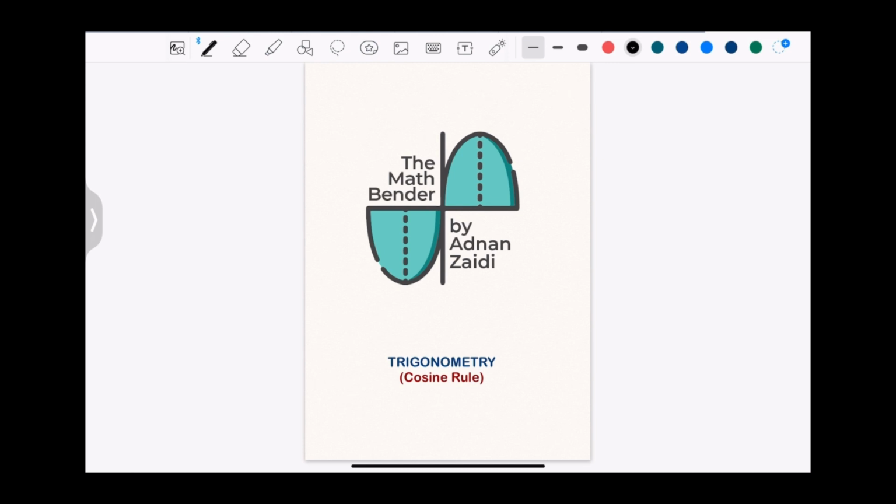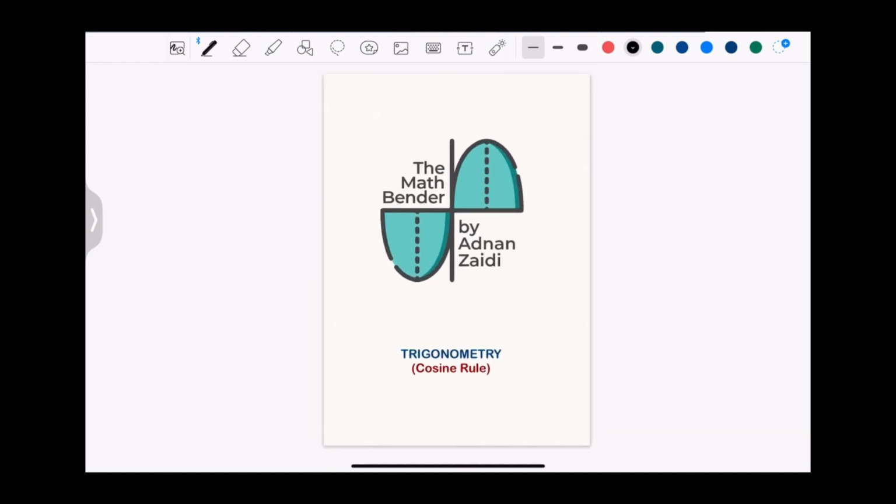Before this we already discussed the sine rule, and in this section we'll precisely talk about what the conditions of applying the cosine rule are. Let's start.